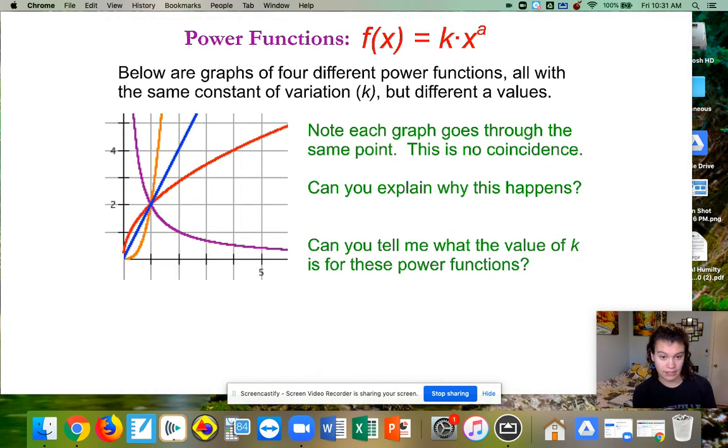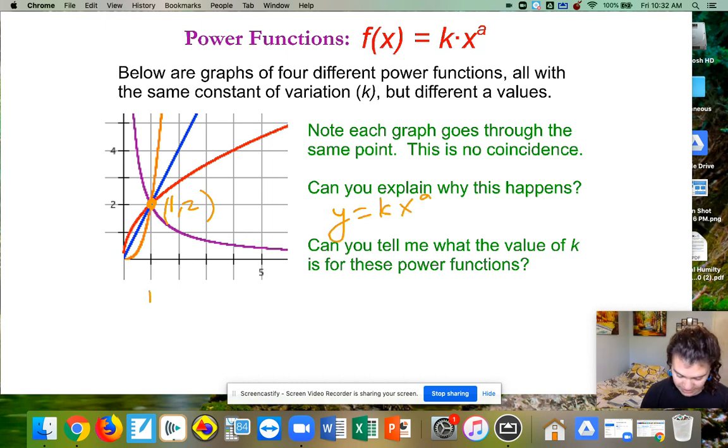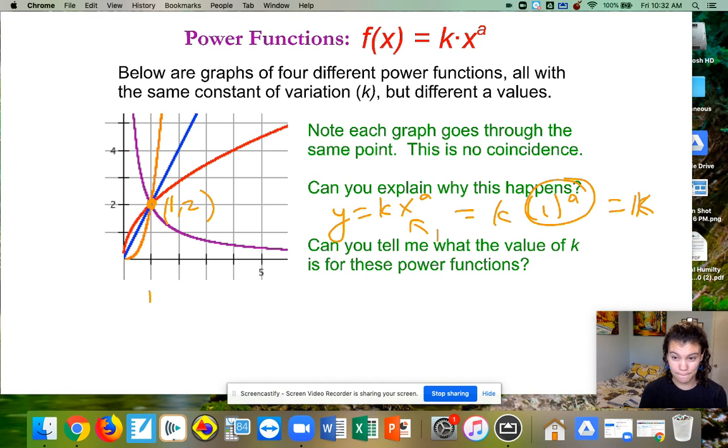So looking at this, each graph of this one goes through this point right here at 1, 2. So this is not a coincidence. We have to think about, why does this actually happen? And so if you can think about this, all of ours here, we had y equals some k x to the a. So if you plug in 1 for x, you get k times 1 to the a. No matter what a is, this is still just going to be k. So it's going through our k value. So from looking at this, we can figure out that k has to be 2 because they're all going through y equals 2.